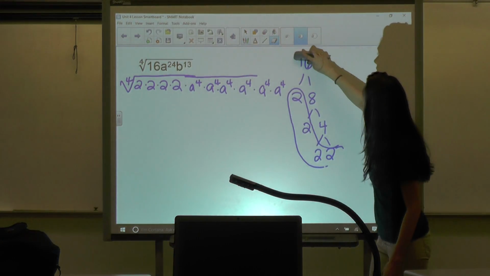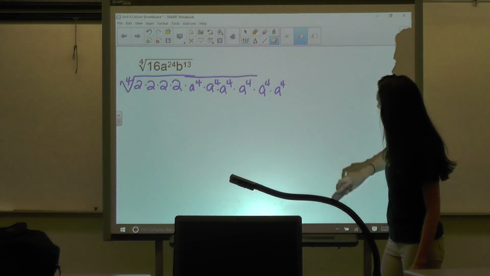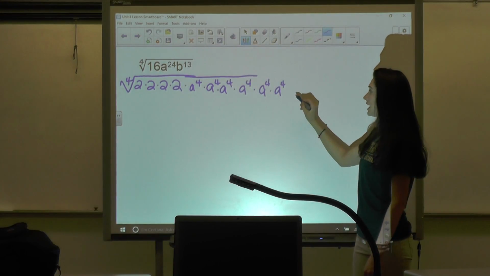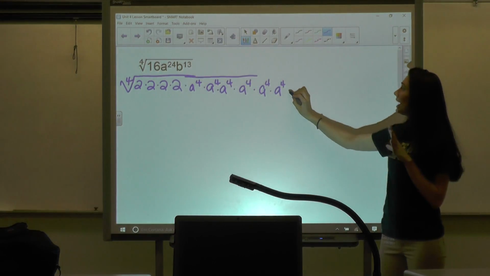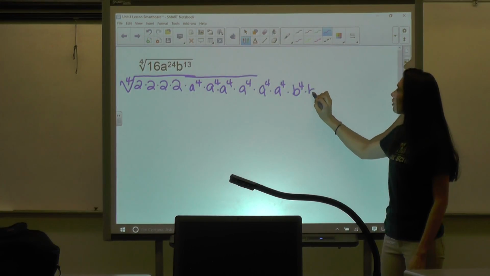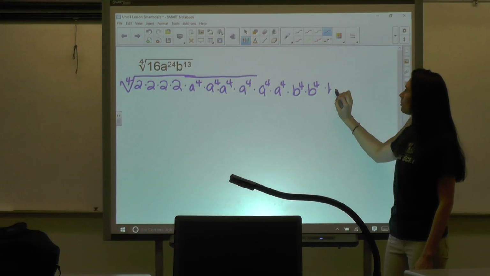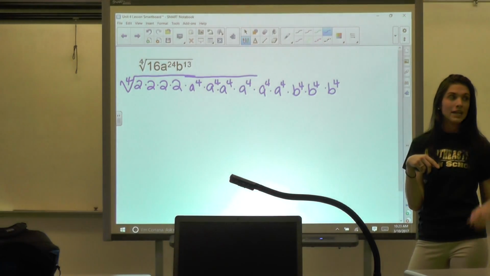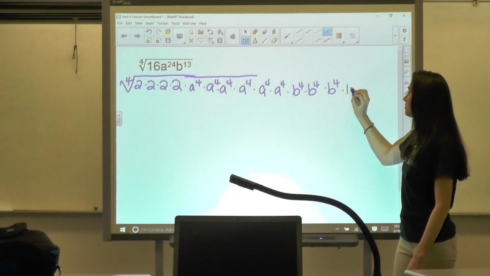Gonna erase this. Then I have my b to the power 13. We need to take 4 out. So I have b to the power 4. Another b to the power 4 will give you 8. Another b to the power 4 will give you 12. How many do I need? I need one more. So I'm going to put times b.